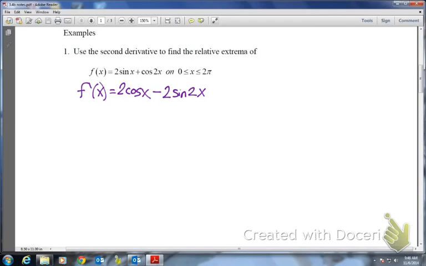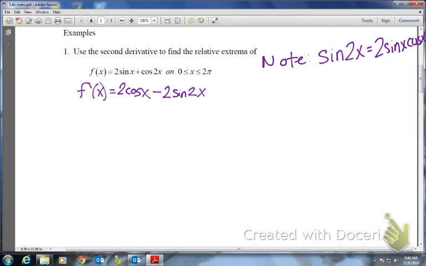So this sine of 2x, what's one of the identities we can use? 2 sine of x cosine. Good, so let me just write a little note. There's one of the trigonometric identities that says that sine of 2x equals 2 sine x cosine x. So we're going to use that identity. So 2 sine x cosine x is what we're going to be using.